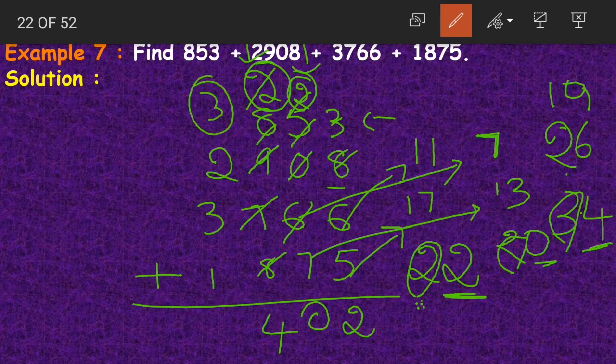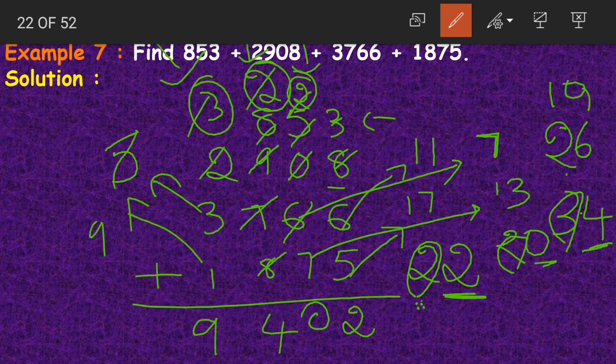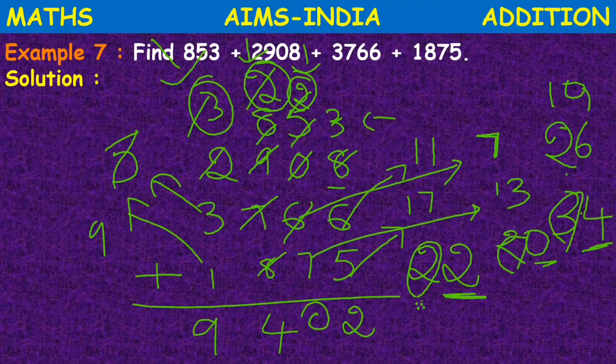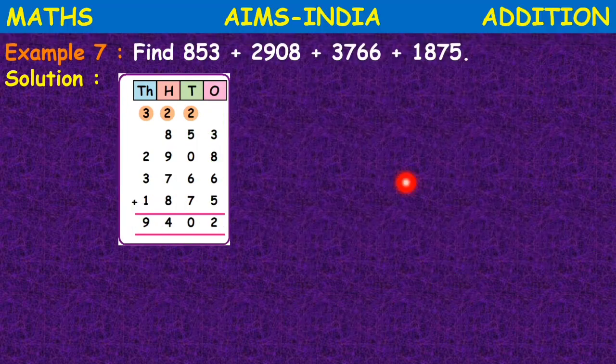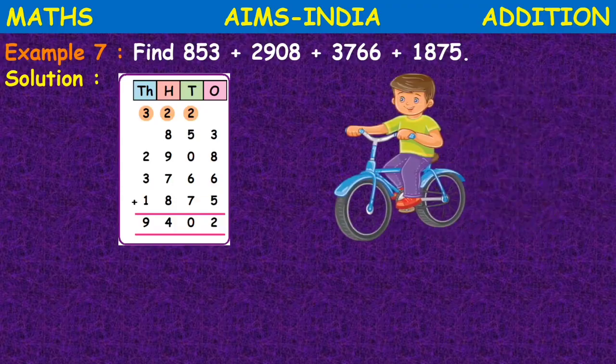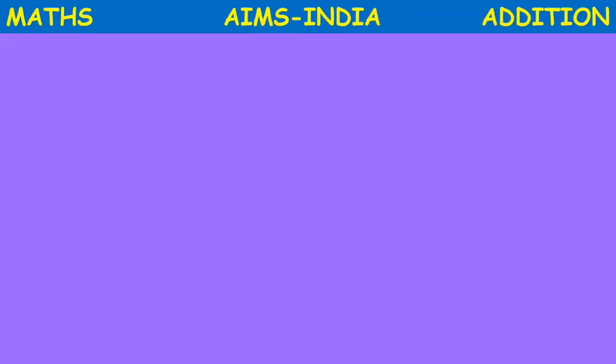Yes children, now coming to the last place, 3 plus 2 becomes 5. 5 plus 3 becomes 8. 8 plus 1 becomes 9. So I'll write 9 here. What is the answer? 9402. Yes, when we add these four numbers together, we got the answer as 9402. Is this clear, children? I hope this was clear and I hope you have no doubts.